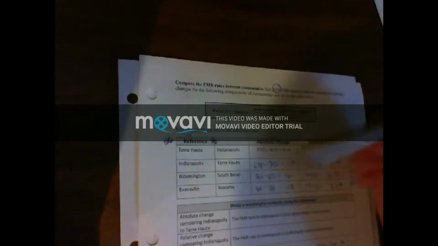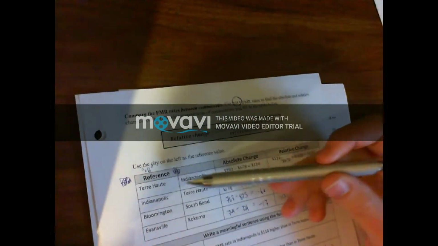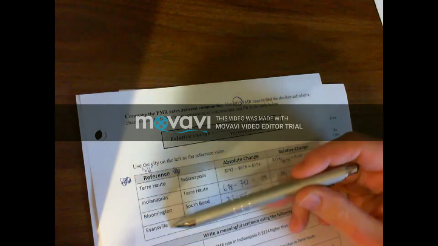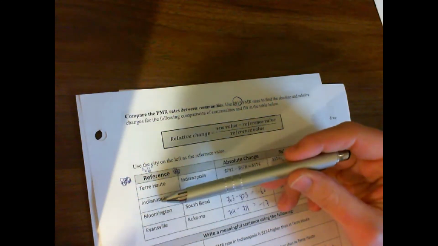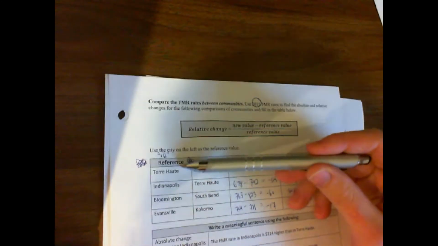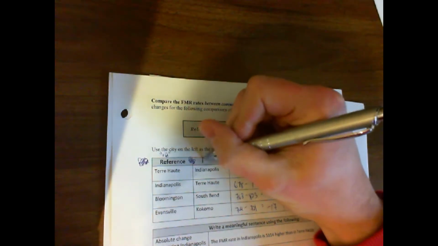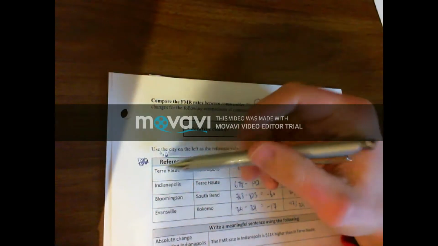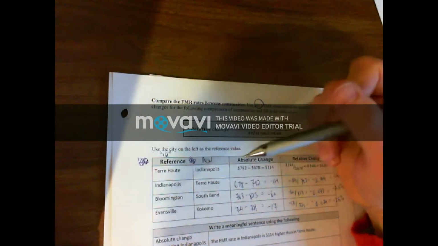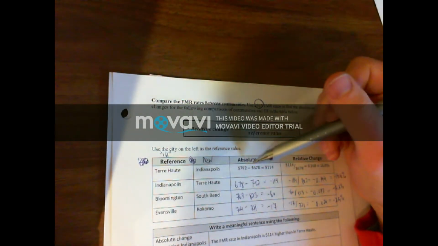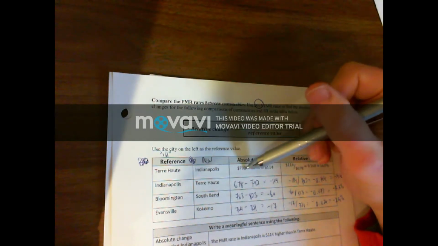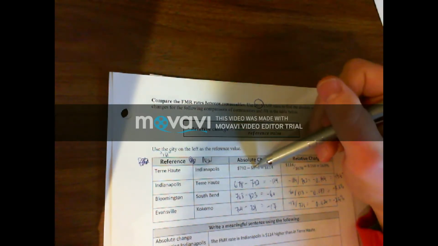So if we look in our table right below this, we have given that our left-hand communities are going to be our reference, or old communities. The ones to the right then have to be our new. So from Terre Haute to Indy, we have 792 minus 678 is 114.